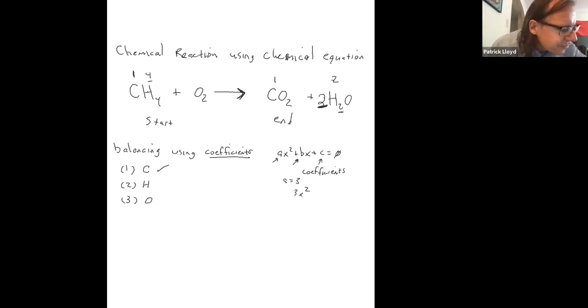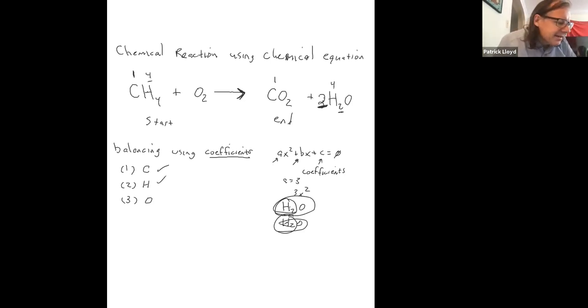So the physical meaning of this, when you put a coefficient, is that you have that many of them. So you have 2 waters, right? And so the idea is that if you have 2 waters, each one has 2 hydrogens, so that would be 4, right? And so now this 2 here times that 2 there, that's going to give you a 4. So you now have 4 hydrogens, the same number of hydrogens on both sides. So now I can check off the hydrogen.